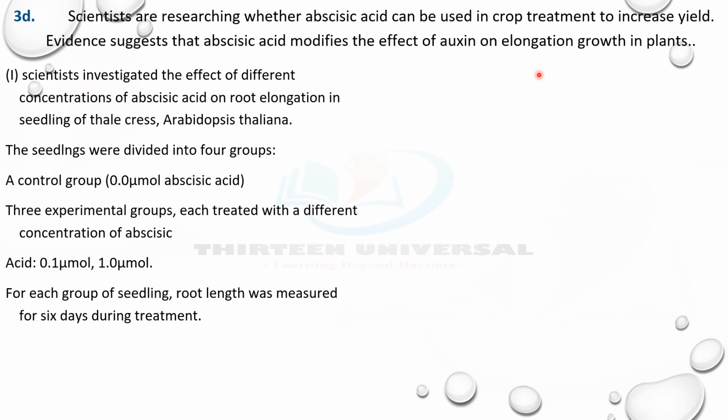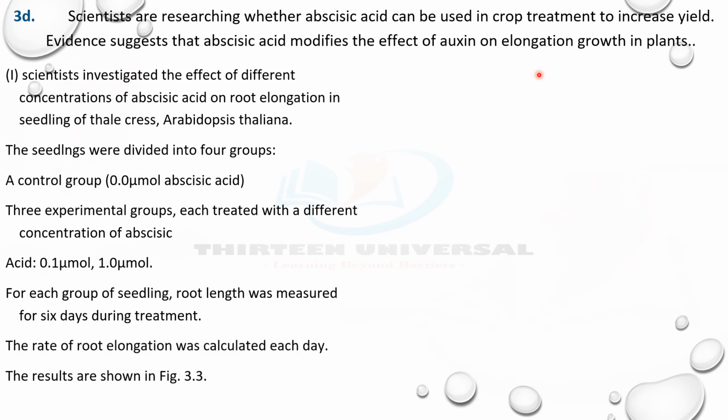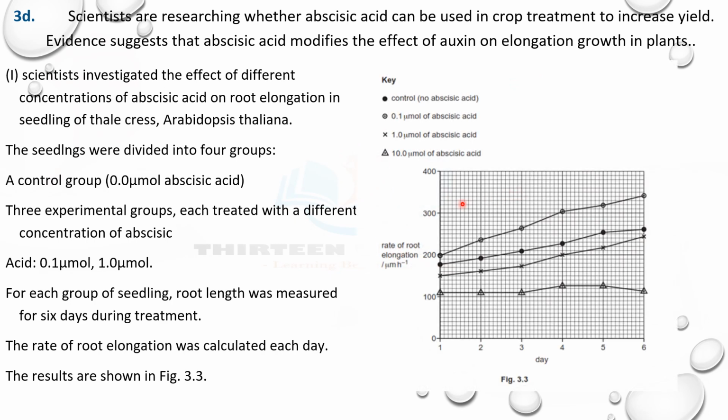Seedling root length was measured for 6 days during the treatment. You can see that the rate of root elongation was calculated each day. The results are shown. Look at the results. Guys, anytime you're dealing with graphs, please make sure you read the key very well and check what is on the x-axis. That's independent, this is dependent. So as the days increase, what happens? In three of them, the rate of root elongation increases, except for this one, which is the highest concentration of abscisic acid.